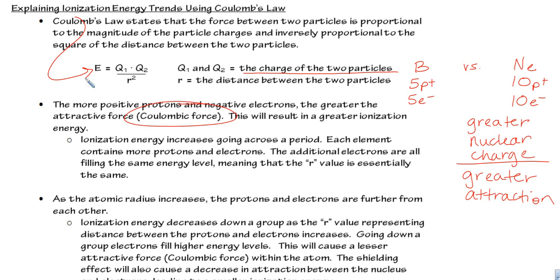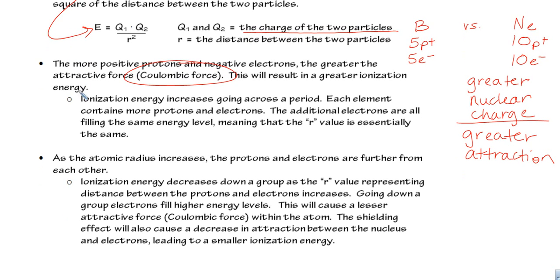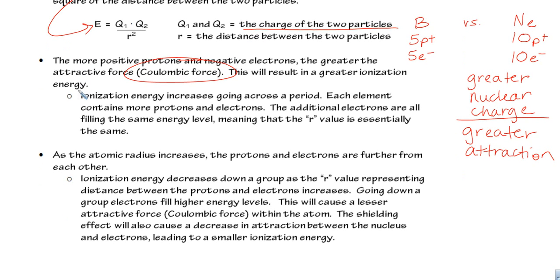Now let's look at R. The R value stands for the distance between two particles. Or when we're talking about atoms, think about R as like the radius. Distance between particles. Think about it as the radius. We're really referring to like the radius of the atom, the distance between the nucleus and the furthermost electrons. So let's look at two extremes.